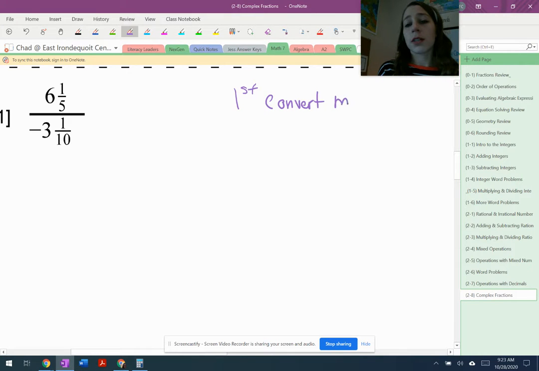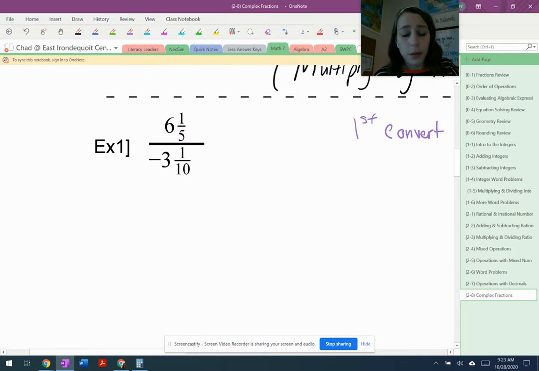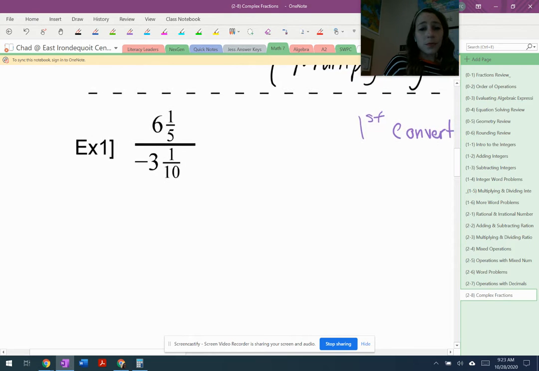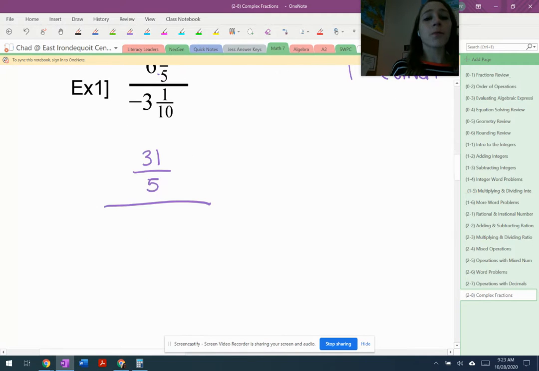convert your mixed numbers to impropers. So converting those mixed numbers to impropers involves the multiplication and then the adding. So on the top, I have 5 times 6 is 30, plus 1 is 31. So I have 31 over 5, my big fraction bar. 3 times 10 is 30.